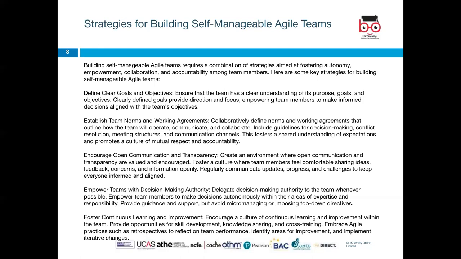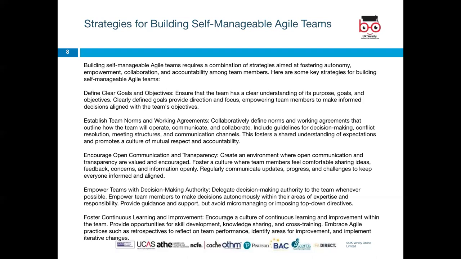Encourage open communication and transparency. Create an environment where open communication and transparency are valued and encouraged. Foster a culture where team members feel comfortable sharing ideas, feedback, concerns, and information openly. Regularly communicate updates, progress, and challenges to keep everyone informed and aligned.